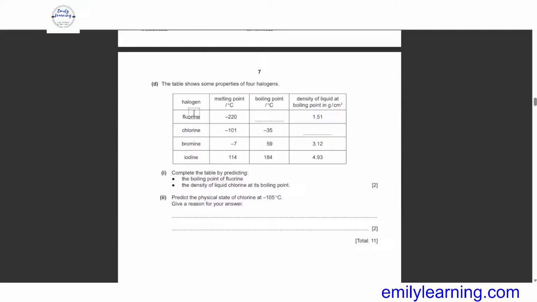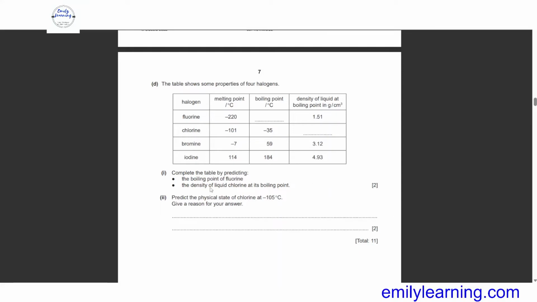So now you have a table of the 4 halogens. You're given the halogens, their melting point, their boiling point, and their density. They are asked to complete the table by predicting the boiling point of fluorine, the density of the liquid at their boiling point, and so on. So in order to do this, what we need to do is look for trends. So to do so, let's take a look at this.